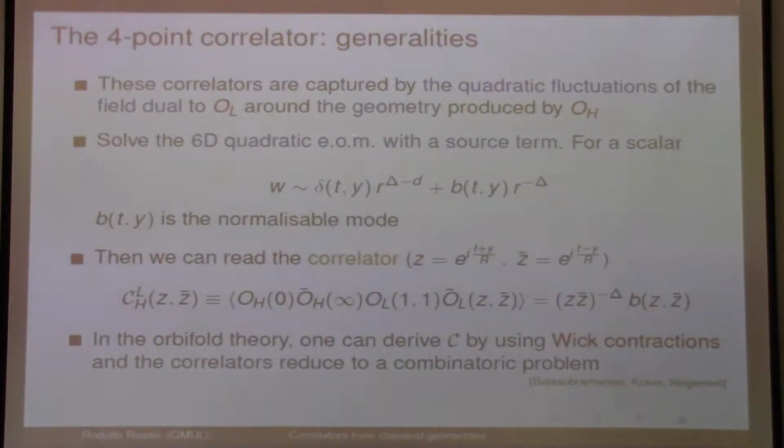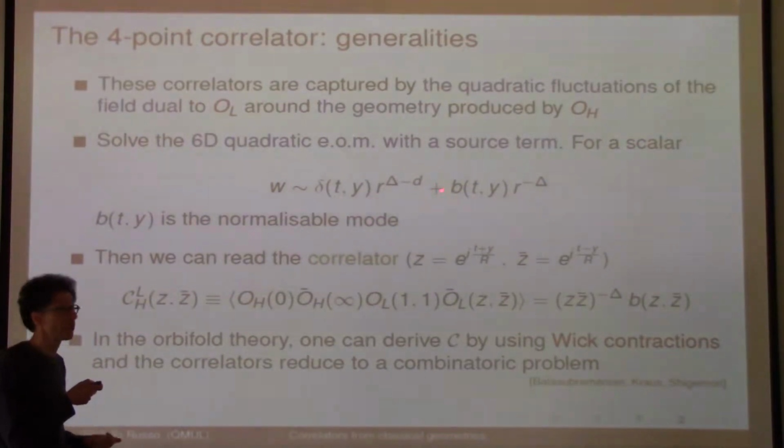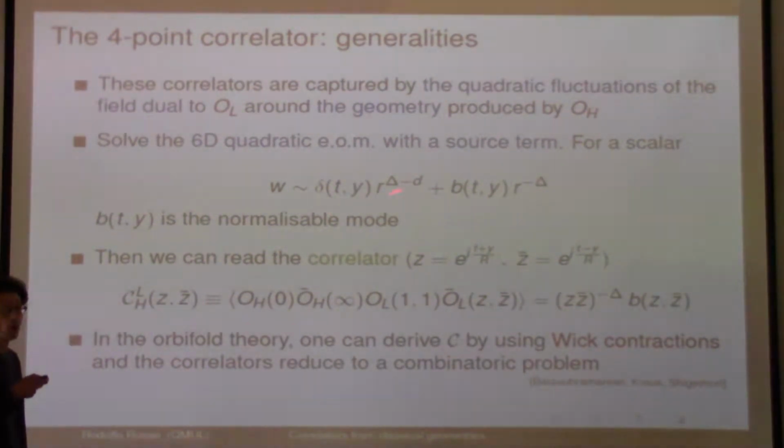And for this quadratic fluctuation, we need to impose two boundary conditions, right? It's a quadratic equation, so in principle it depends on two parameters. So we need to impose two boundary conditions. One boundary condition is on the non-normalizable part of the solution of your wave equation. And the non-normalizable part describes the position of the other light operator.